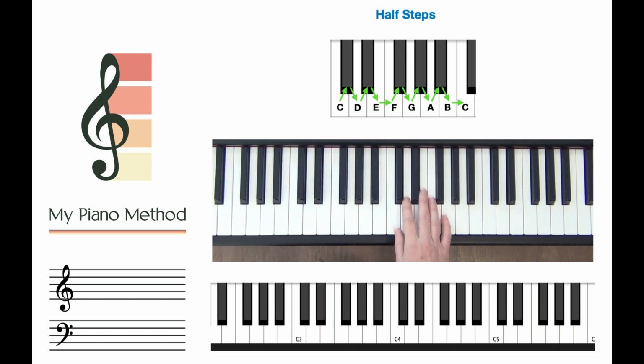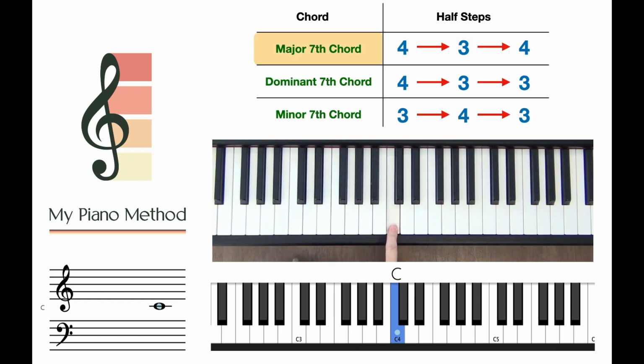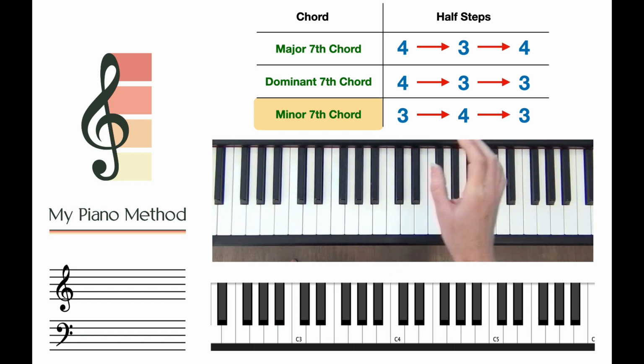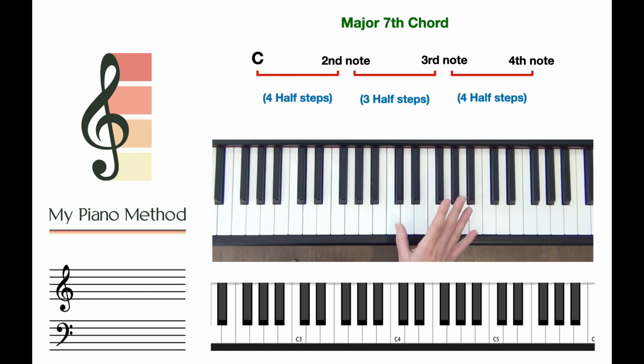So to create our 7th chords using half steps, we're going to do this from the note of C to start with. So let me bring up the formulas for our 3 7th chords. So here they are. You can see that for a major 7th chord, you're going to be moving up 4 half steps, followed by 3 half steps, followed by 4 half steps. For a dominant 7th chord, you move up 4 half steps, followed by 3 half steps, followed by 3 half steps. And for a minor 7th chord, you move up 3 half steps, followed by 4 half steps, followed by 3 half steps.